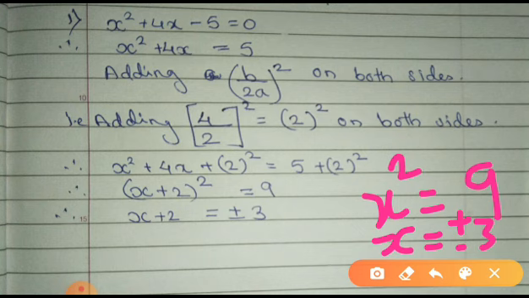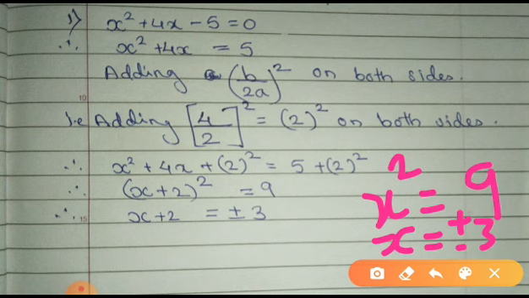Yes, because the square root of 9 is what? Both plus or minus 3. We have to consider both positive as well as negative. Till 9th standard, you have considered only the positive square root. Now here we have to consider both positive as well as negative square roots, because 3 into 3 is also 9 and minus 3 into minus 3 is also 9. So both the values should be considered.